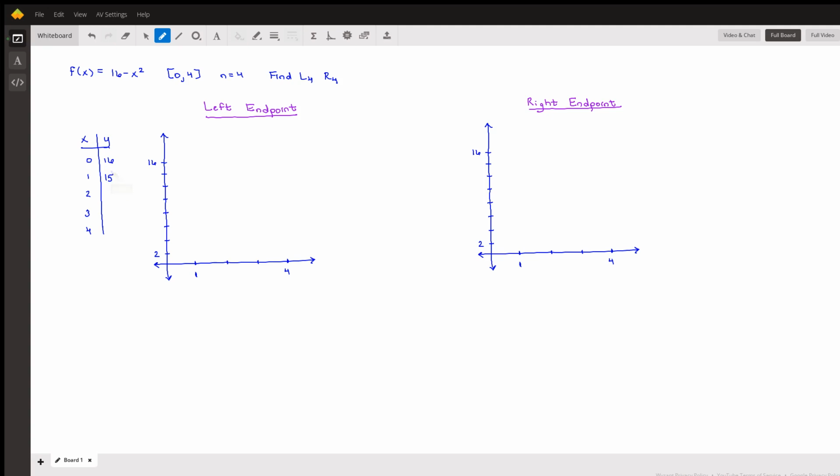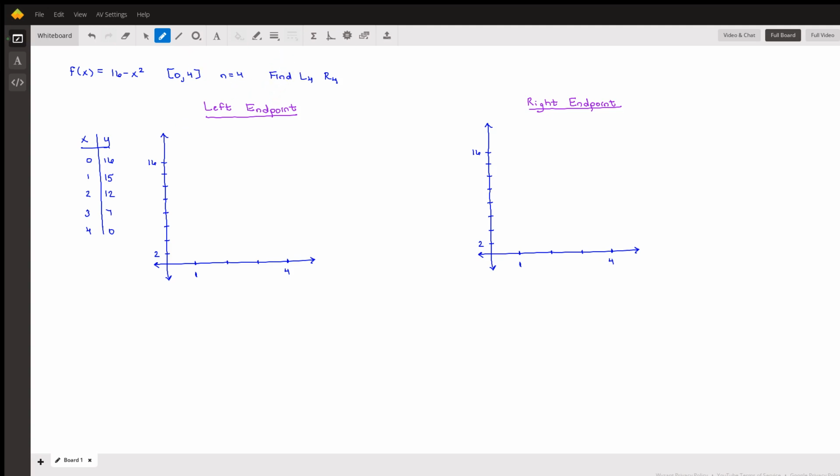Plug in 2. 2 squared is 4. 16 minus 4 is 12. Plug in 3. 3 squared is 9. 16 minus 9 is 7. Plug in 4. 4 squared is 16. 16 minus 16 is 0. So now that we have our points, we can start graphing the function.